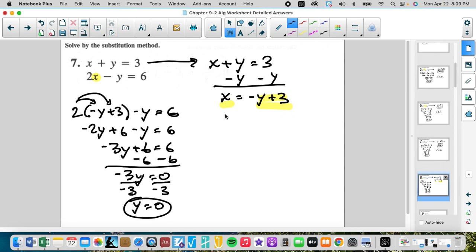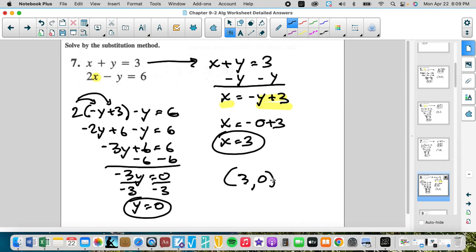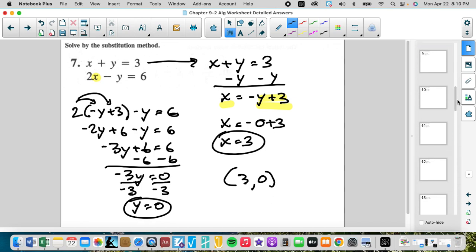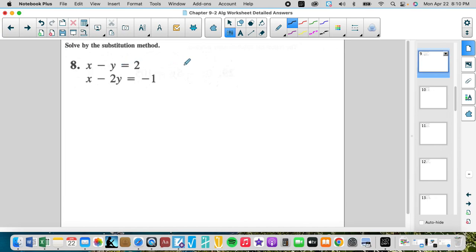And now this is already set up for finding y, or for x. So I have x equals negative 0 plus 3, x equals 3. So my coordinate is 3, 0. And I get the same answer no matter which way I solve for either. I could have solved for y here, could have solved for y here, I could have solved for x here and plugged it back in. If I'm going to isolate this equation, I plug it back into the other. That is the number one thing that you need to be aware of.